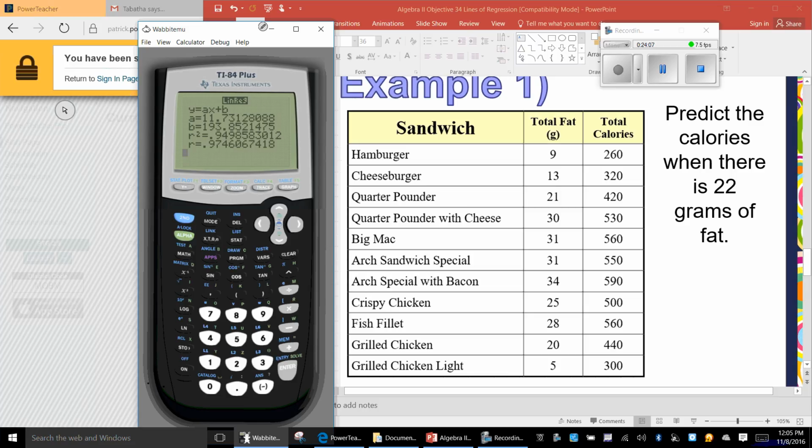Now, I would not recommend rounding. If you round it right now, what's that going to do with your prediction? It's going to affect it a little bit. So we don't want to round.